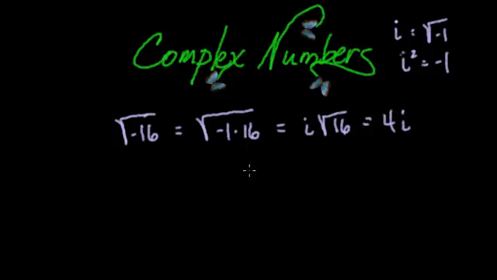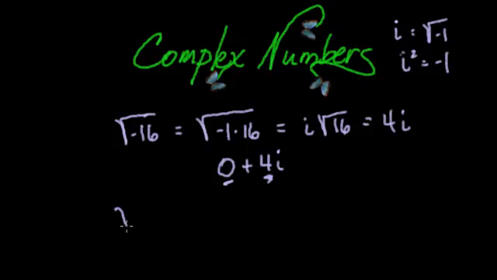Now, in our imaginary numbers, because this number can be written as 0 plus 4i, the real part is 0, and the imaginary part is 4. You might be asked questions on what is the real part and what is the imaginary part.